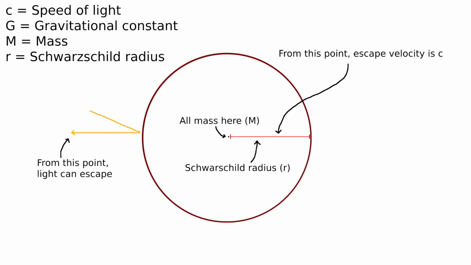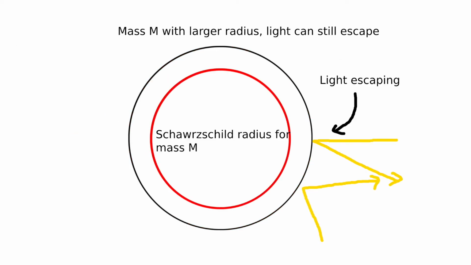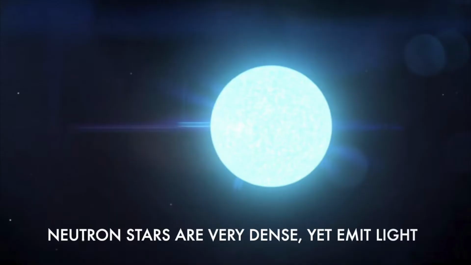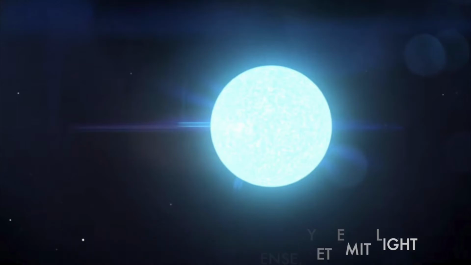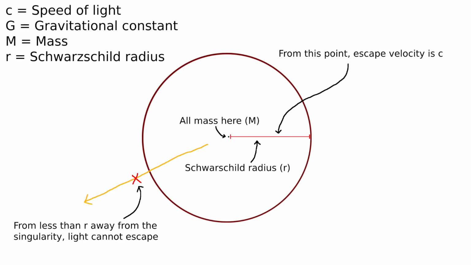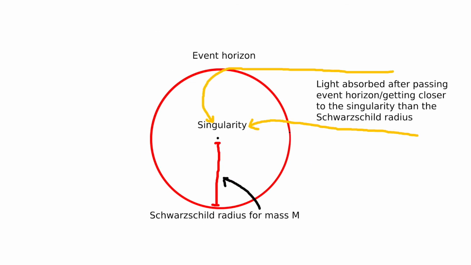If you could compress matter into a sphere slightly larger than the theoretical breaking point, it would have an immense gravitational pull, but light would still be able to leave the object. An example of this are neutron stars. They are very dense, and yet they emit light. However, if you compressed it into a sphere smaller than the Schwarzschild radius permits, then it would have a gravitational pull so strong that light would not be able to escape, thus forming a black hole.